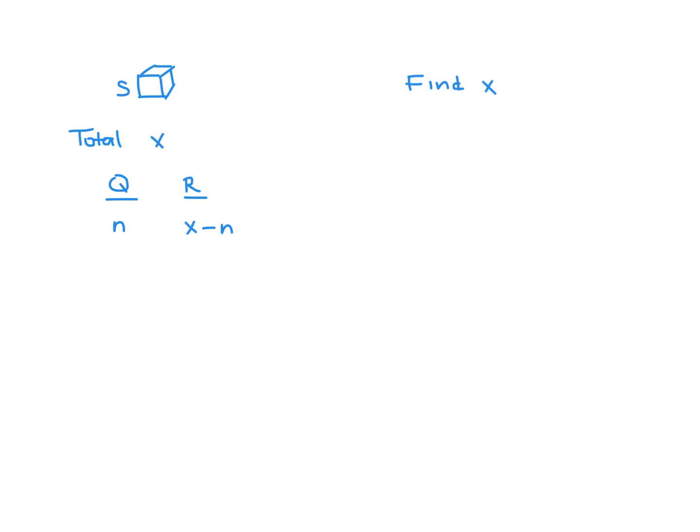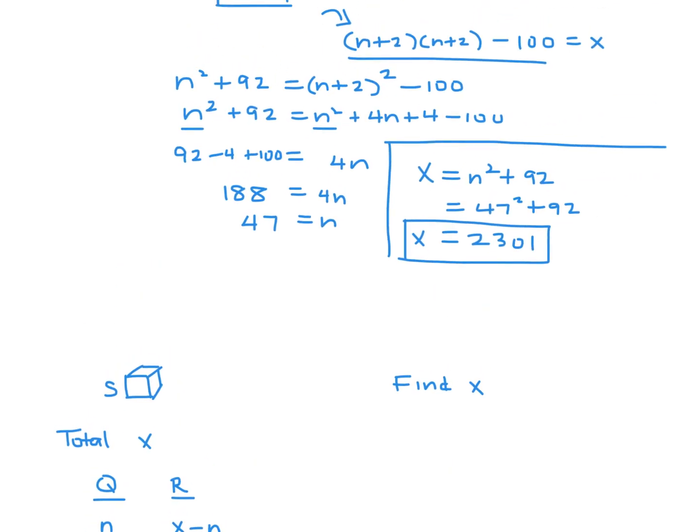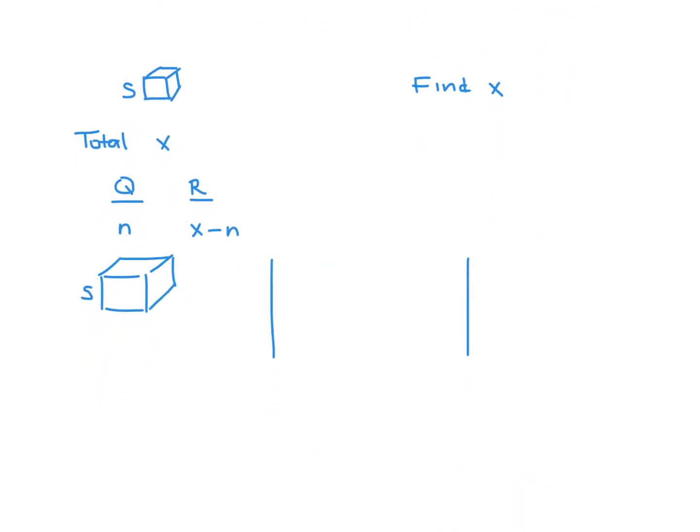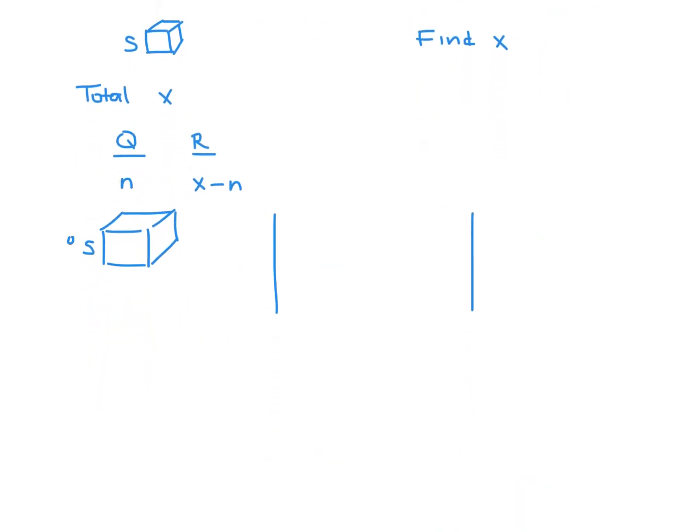Okay, so based on the question, we have to set up equations, just like how we did last time. We have to set up some equations based on the sentences. So the first one says that you're going to make this bigger cube, and that is going to be 8 blocks on each edge. Okay, so that means if this is S, this is going to be 8S.